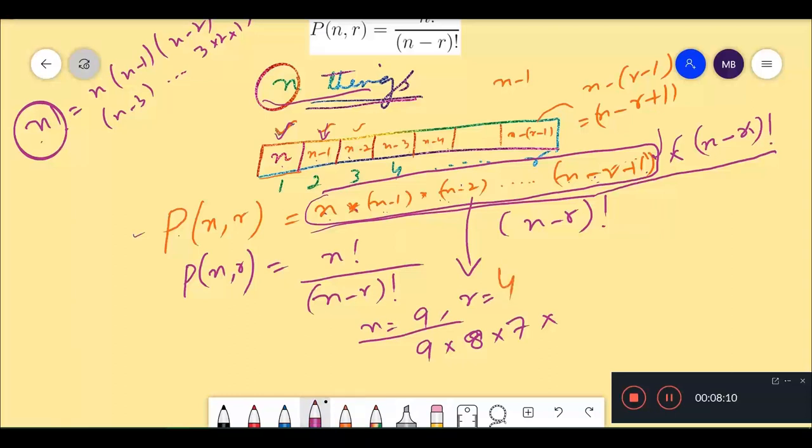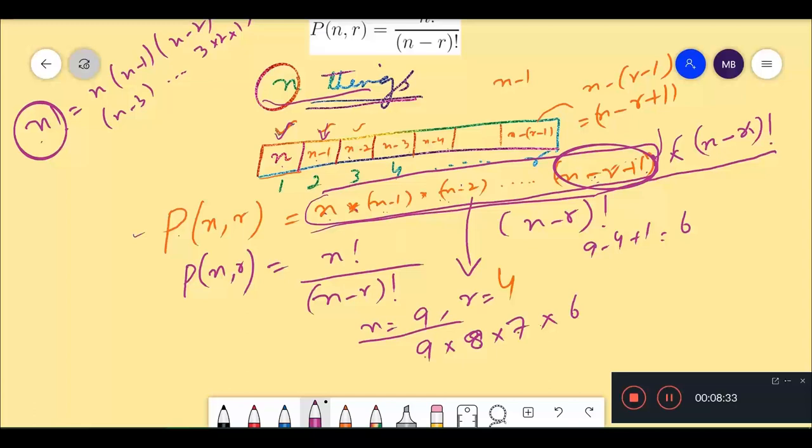So it will be then 9, 8, 7, 6. n is given, that is 9, minus r is given, 4, plus 1. 9 minus 4 is 5, plus 1 is 6. So we will have this last term as 6. So I am having 9 into 8 into 7 into 6.